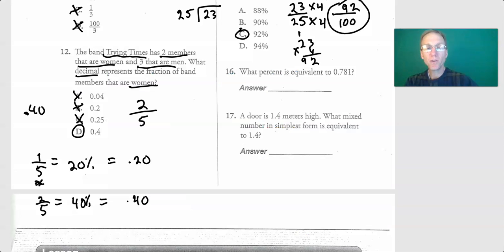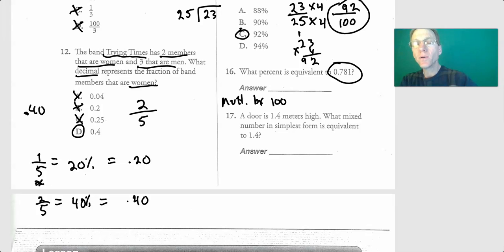Okay? All right, let's go back. What percent is equivalent to the decimal 0.781? All right, so here's what we're doing. When we go from a decimal to a percent, we just multiply the decimal by 100. And the reason we're doing that is because percent means out of 100. So we're just going to multiply it by 100. So let's just put it on a place value chart and shift it. Easiest way to do it, 0.781.